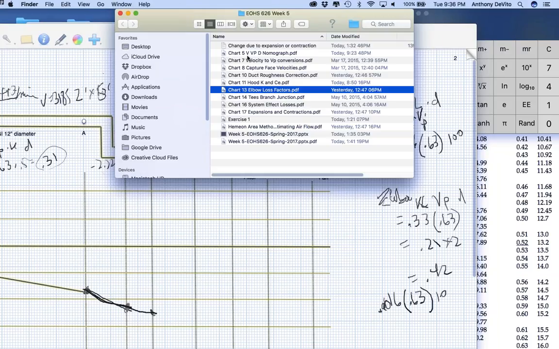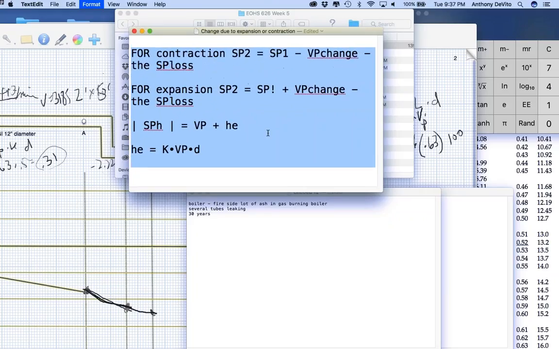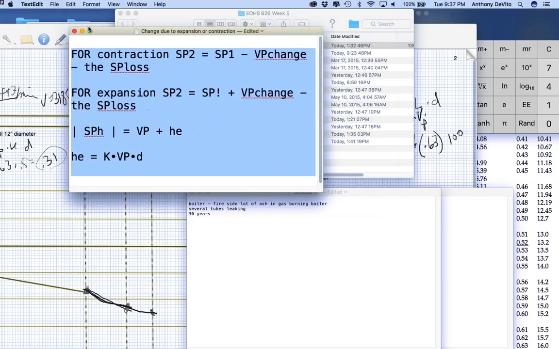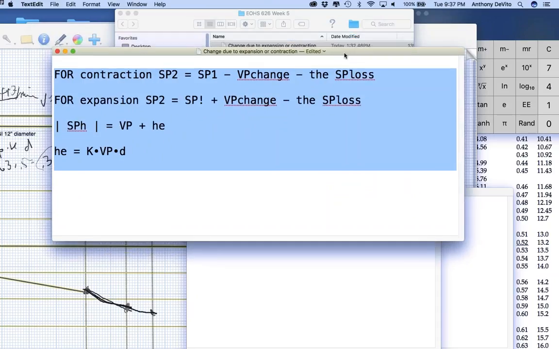Okay, let me find it here. I want to blow this up. If you're doing a contraction, you're going from a big duct to a small duct. What's going to happen to the velocity pressure? It's going to speed up. Velocity pressure is going to go up, right? Static pressure also is going to change, but velocity pressure is going to go up.